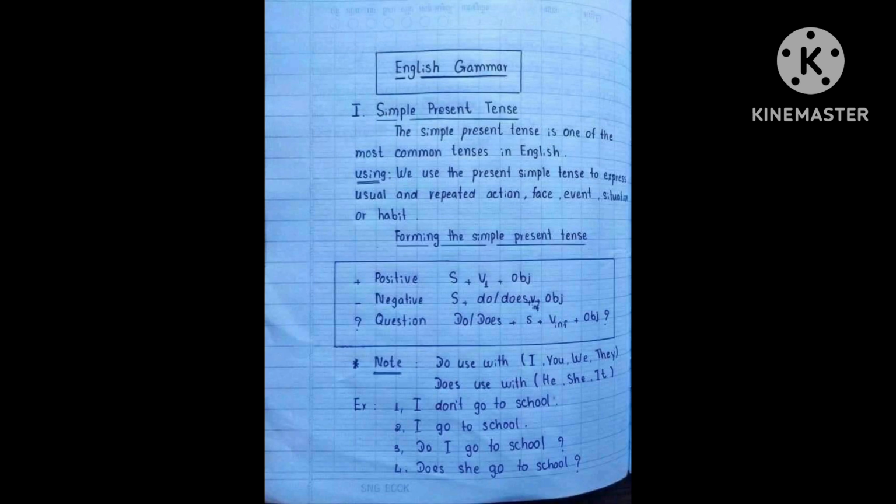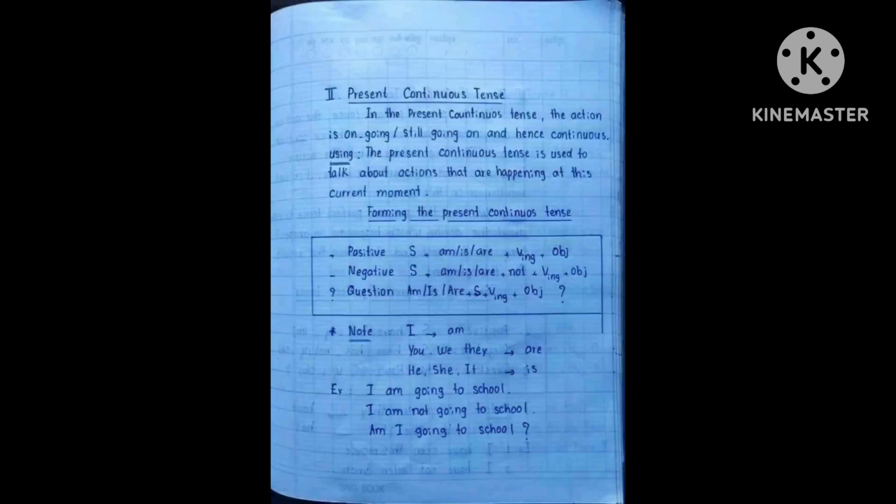So let's move to the next tense, the present continuous tense. Another name for continuous tense is progressive tense. From that name itself we can understand that it is a tense where the action is happening at the current moment or the time of talking. In the present continuous tense, the action is ongoing or still going on, hence continuous. It is used to talk about actions that are happening at this current moment.